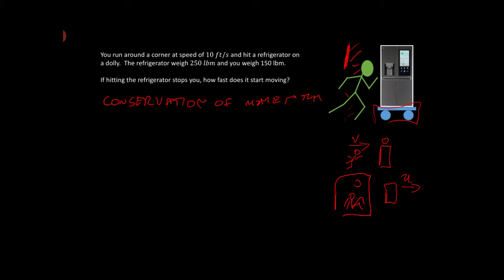So what we're going to do is have you weigh a different amount. We're going to give you 150 pounds, which is more like the average of your weight and mine. I weigh about 200 pounds, and we'll have 250 pounds for the refrigerator. And then you're going to hit it going at 10 feet per second, which I have no idea how fast that is. And then it's going to start moving. So that's basically what we have to do.